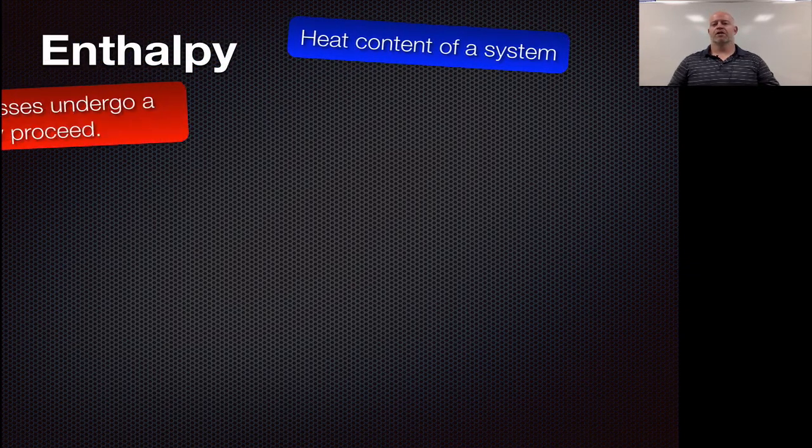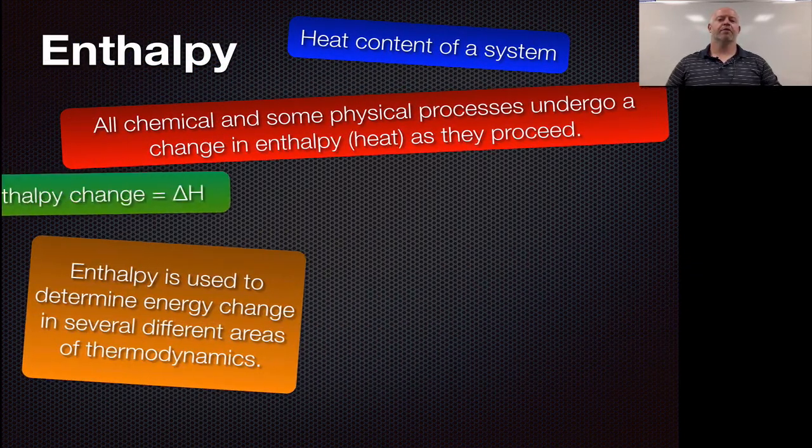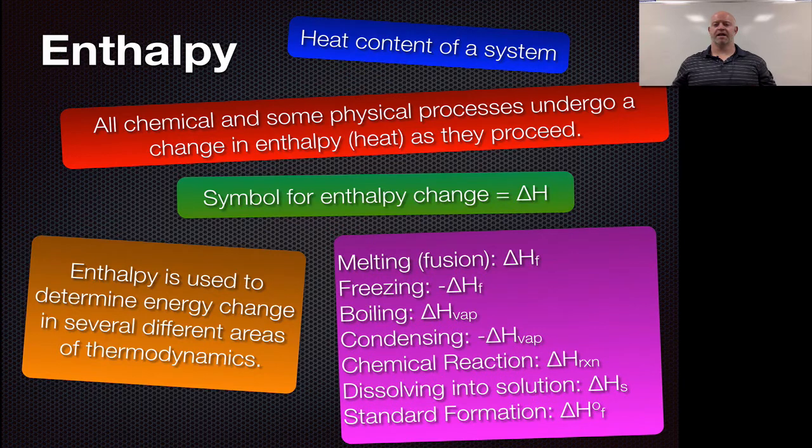All right, so let's talk a little bit more about enthalpy. Enthalpy, if we want to define it, is the heat content of a system. So as we go through any chemical process, and some physical processes also, you're going to see a change in enthalpy or a change in heat as we go forward. Now, when we symbolize that change in heat, we use a delta H. Okay, so delta H is a change in H. H is enthalpy, so we have a change in enthalpy.